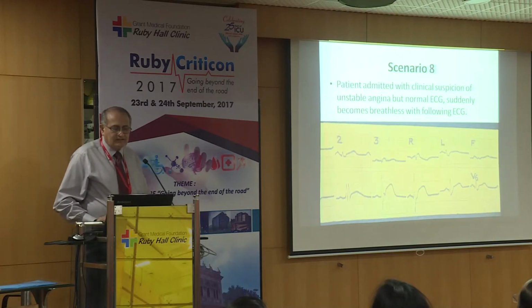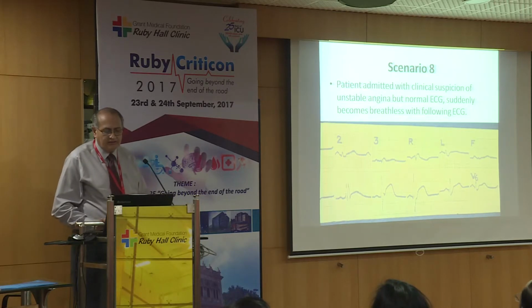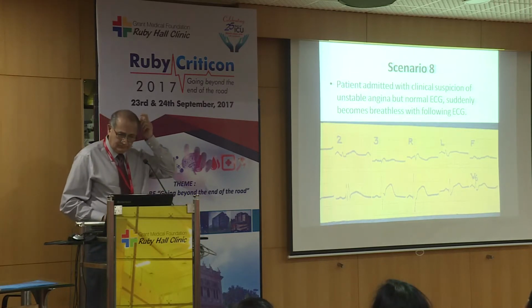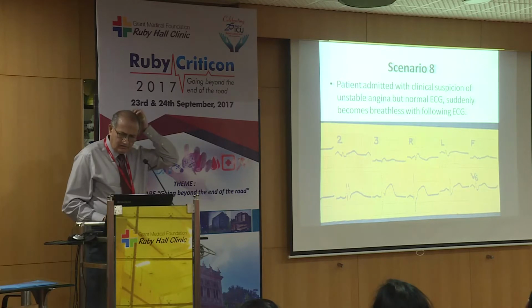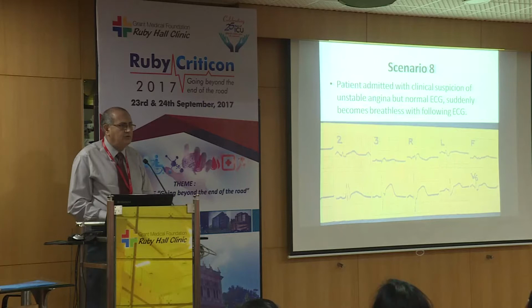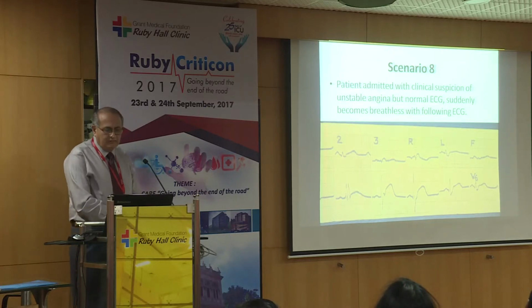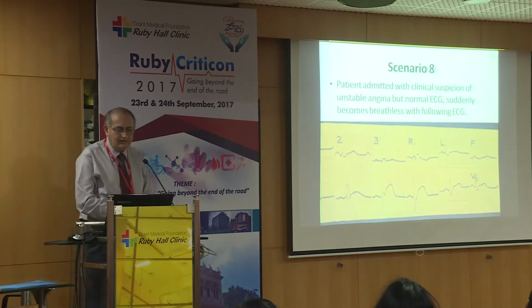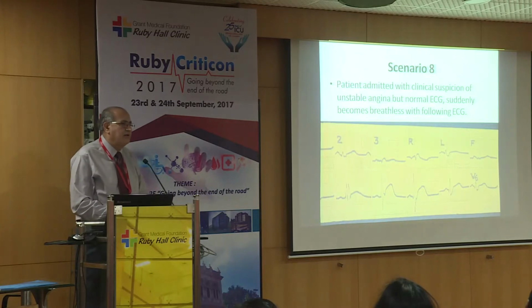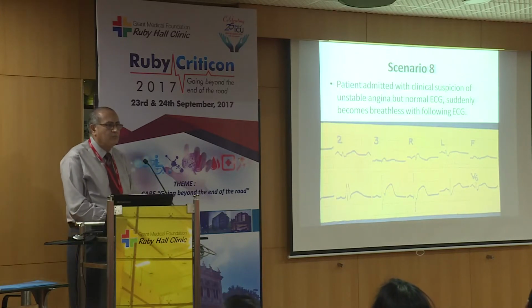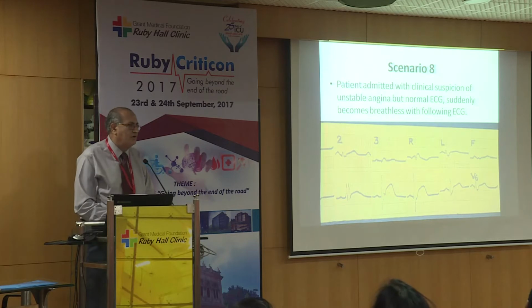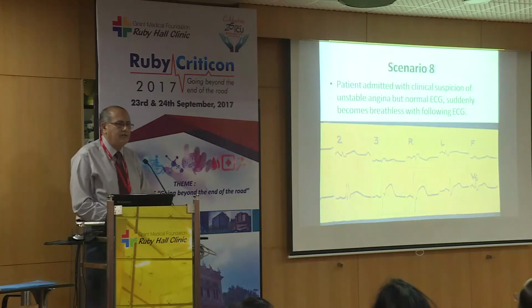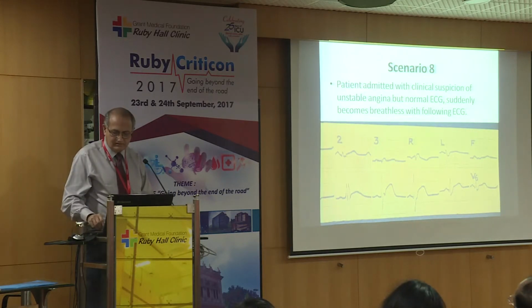Patient admitted with clinical suspicion of unstable angina but normal ECG suddenly becomes breathless with the following ECG. What do we think of? You get this ECG. What do you think about? You were given a thrombolytic therapy. Straight away, this patient had an intracerebral hemorrhage. And that's the reason for the monumental T waves that you see in the anterior wall. If you give thrombolytic therapy, disaster could have started.